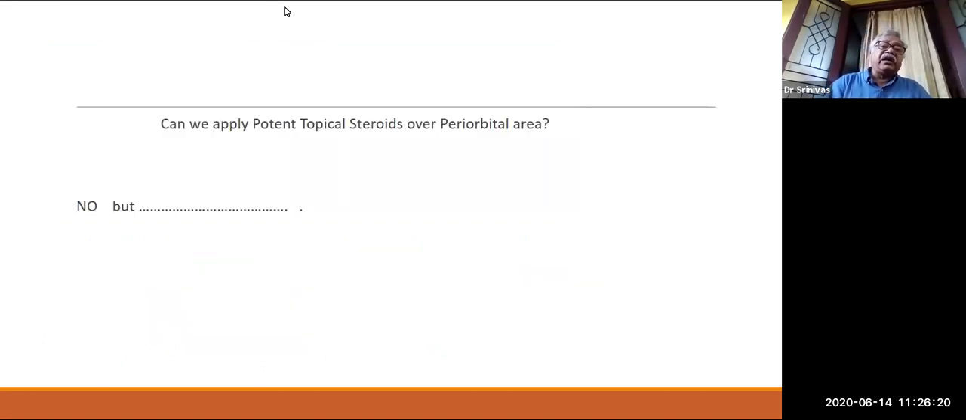So this is what I said. Can we apply potent topical steroid over the periorbital area? Yes, provided you do this. We conducted this study, but unfortunately we never got around to publishing it, wherein we monitored the topical steroid along with the ophthalmologist while the person was on it, and we did not find a very significant increase in the pressure within a period of 10 to 15 days when we used the topical steroid.